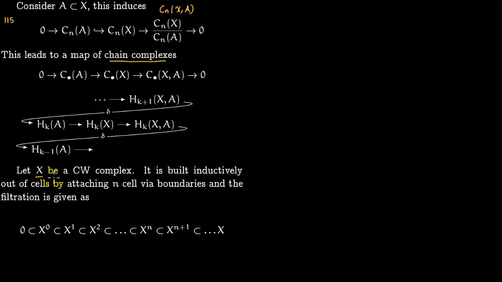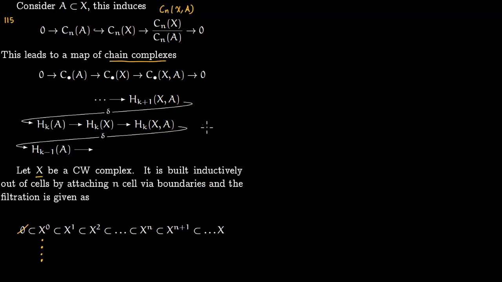Now say you have X, which is a CW complex, and you already know that X is built inductively. You take an n-cell, take its boundary and attach it to the (n-1)-skeleton, and therefore we have a natural filtration. You have the null set here. This null set is contained within these 0-cells. Then to construct X_1, you take a 1-cell, attach its boundary to the 0-cells. To construct X_2, you take a 2-cell, attach its boundary to the 1-skeleton, and so on. You construct the entire CW complex.